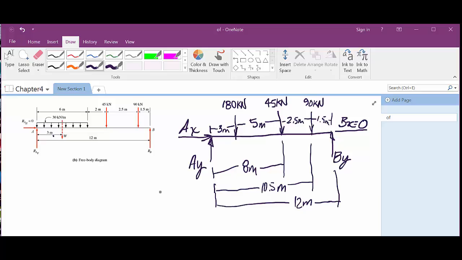Okay, so now that's the free body diagram. Everybody okay with that? Looks about right. How did I get the 180 kilonewtons? Oh. Let me back up here a second.